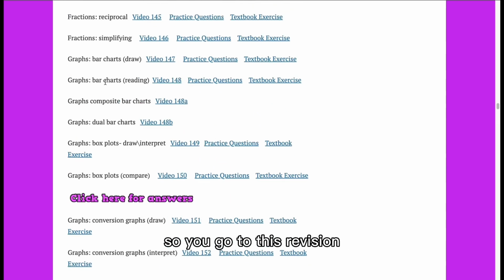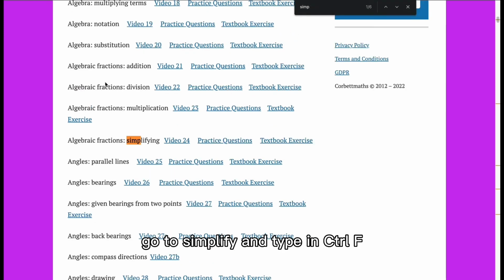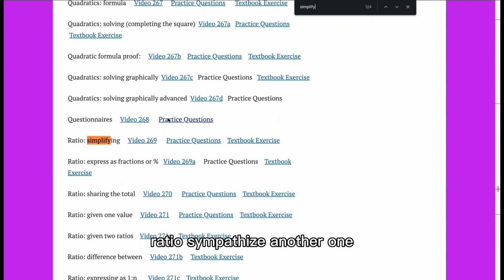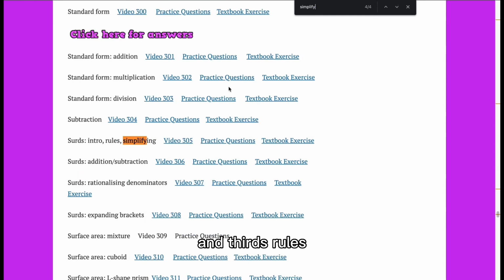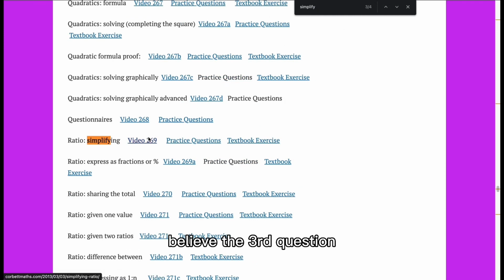So you go to this revision. So say you struggled with simplifying, go to simplifying. Type in Control F or Command F into your search bar, or you can search for it physically. I like to be a little bit quicker. So you type in the word simplify. Then you go down, see here's algebraic fractions. Oh, is that what we're doing? Maybe. Fraction simplifying is another one. Ratio simplifying is another one. And third rules, intro and rules. And the ratio is the one that came up, I believe, the third question.